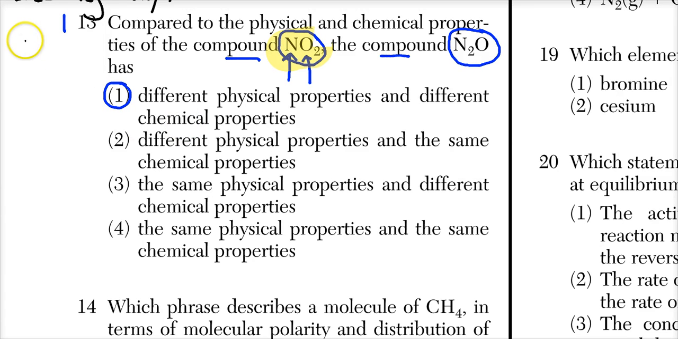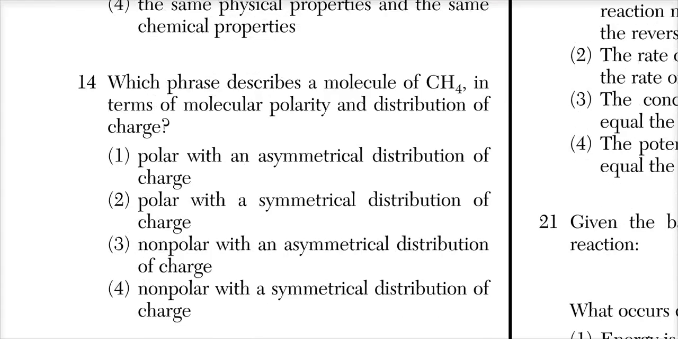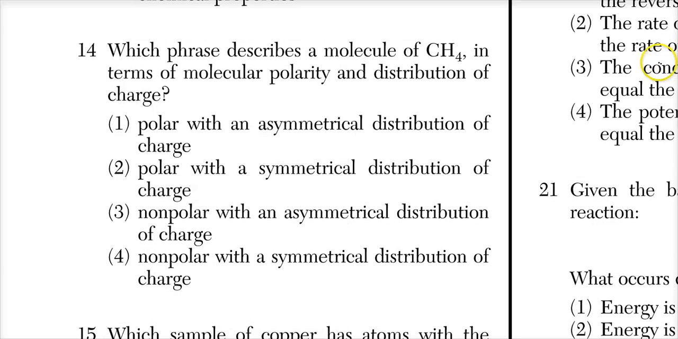Very important. 13 is 1. Definition of a compound, you have a unique chemical formula, which gives you a unique set of chemical and physical properties because of those different ratios of atoms involved. Number 14. Which phrase describes a molecule of CH4 in terms of molecular polarity and distribution of charge?